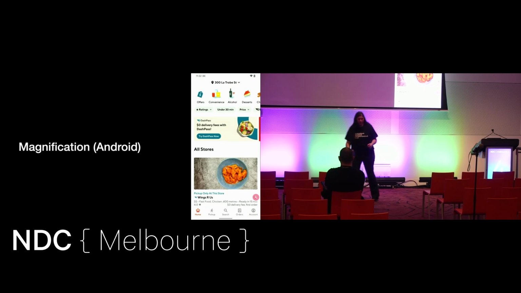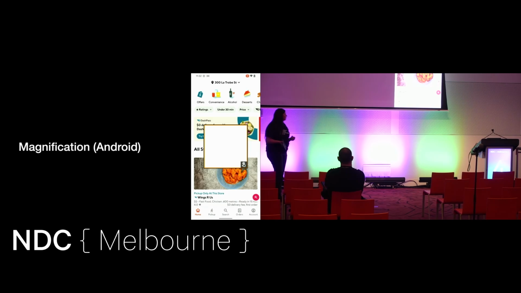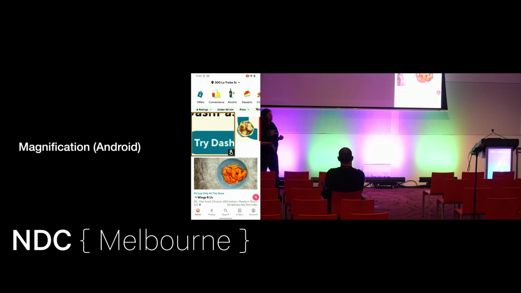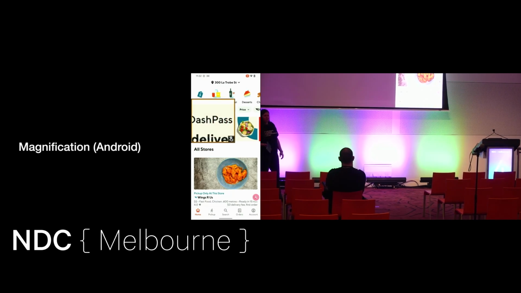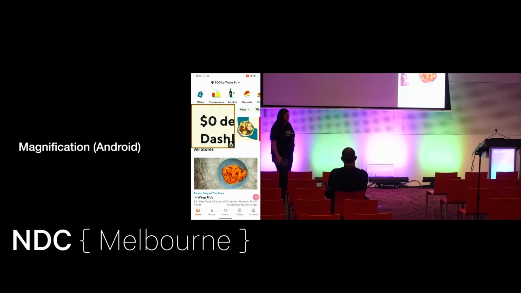On Android, we have magnification, and just like it says on the box, magnification applies an overlay over the top of your app with basically a magnifying glass effect, like this. Come on, there we go. And this one is not audio because we're off the screen readers now.